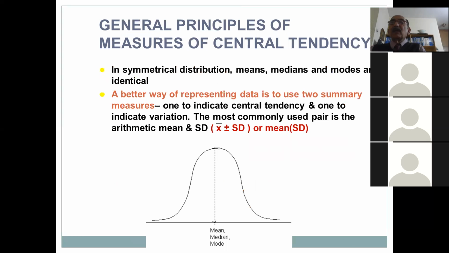Now, the general principle of measures of central tendency: in a symmetrical distribution, mean, median, and mode are identical. A better way of representing data is to use two summary measures, one to indicate central tendency and one to indicate variation. The most commonly used pair is the arithmetic mean and standard deviation. Once you write the mean in your article, in your research, you always write it along with the standard deviation. You can write it as mean plus or minus standard deviation, or as mean with the standard deviation in brackets.